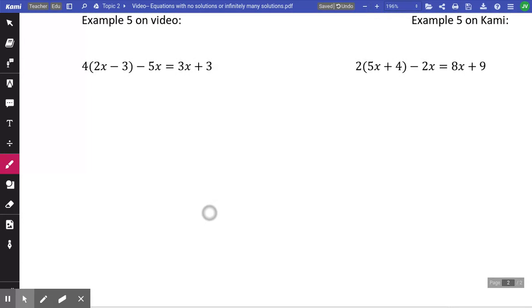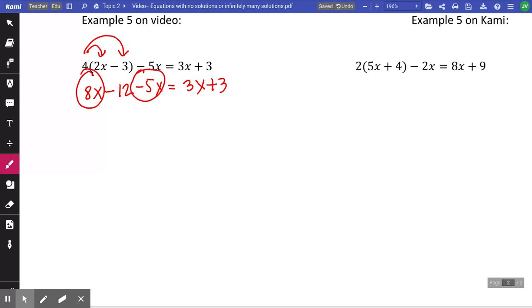Let's combine like terms. 4 times 2x and then 4 times -3. 4 times 2x is 8x. 4 times -3 is -12. Minus 5x equals 3x plus 3. Okay. Let's see if I can combine more like terms here. I see an 8x and a -5x. Remember how I always said take the sign with it so you know what you're doing. So what you're doing here is 8x minus 5x, which equals 3x. Minus 12 equals 3x plus 3.